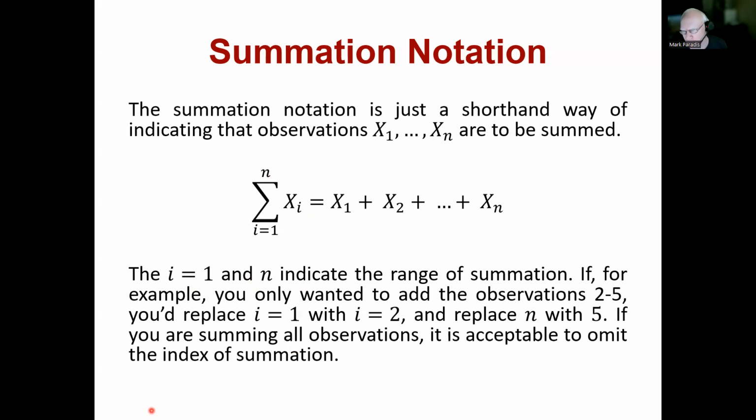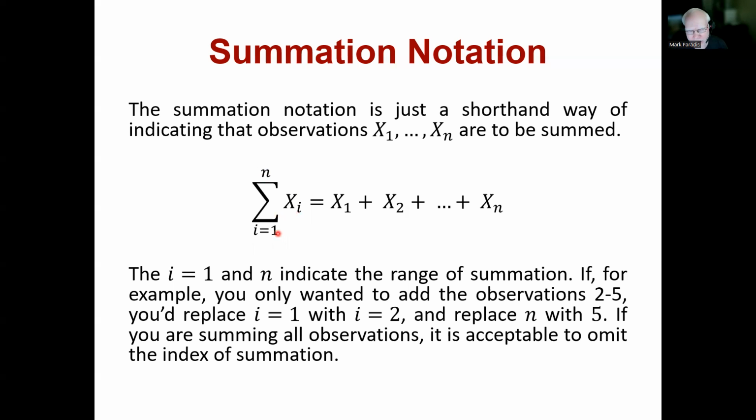If, for example, you only want to add the observations 2 through 5, you'd replace i equals 1 with i equals 2 and replace n with 5. So say we just cared about the second, third, fourth, and fifth student, and we wanted to add up their scores, right? We would have i equals 2, we'd have 5 up here, and then we'd know, okay, we only add up those observations that meet those criteria. So we'd add up the scores for the second, third, fourth, and fifth students.